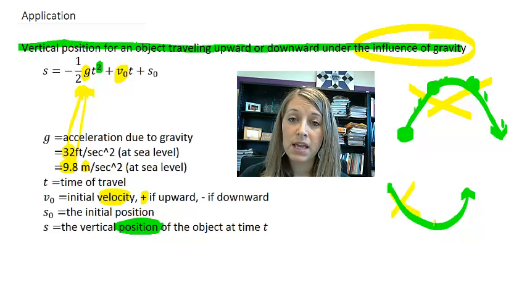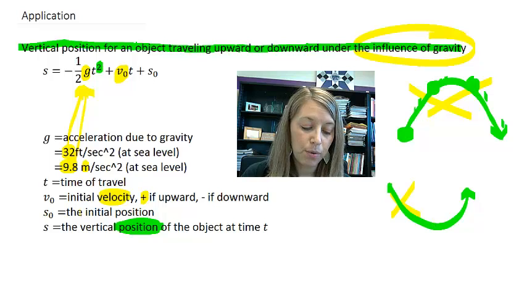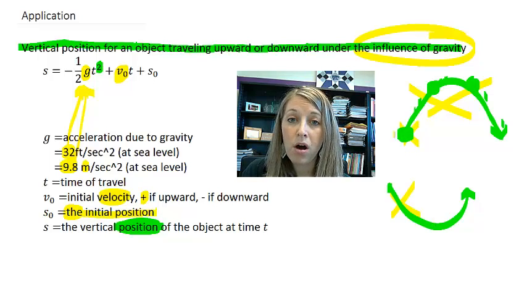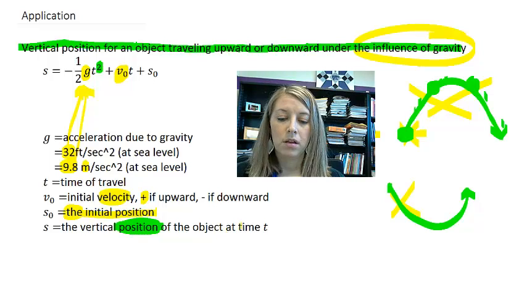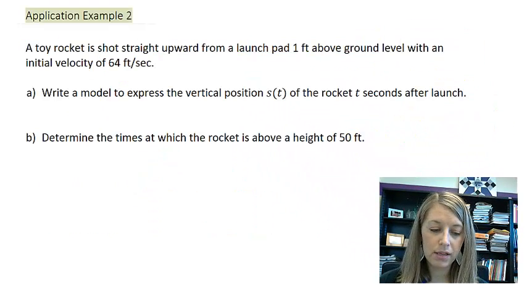So velocity is the rate. How fast is it moving? And then the last thing that we have to plug in is the initial position. So this person that's throwing the ball, are they standing on the ground? Are they standing on a building? Or how high are they when they actually start to throw this ball? So here's the formula that we're going to use for our example.